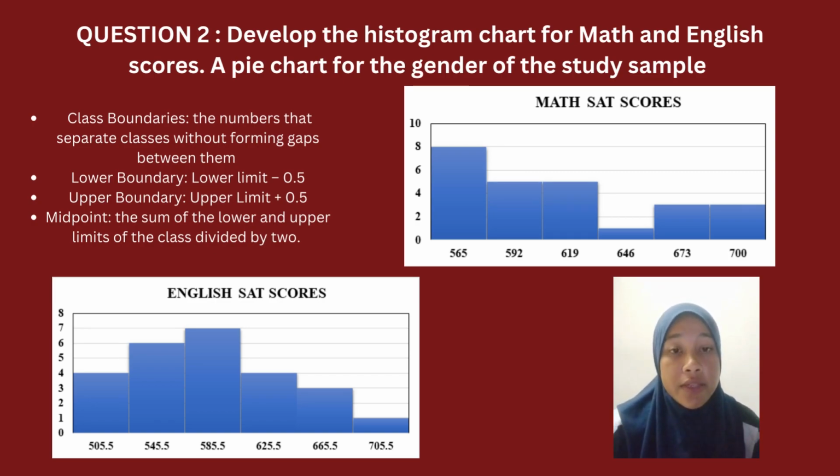For the class boundaries, the numbers that separate classes without forming gaps between them. Lower boundary is lower limit minus 0.5, and upper boundary is upper limit plus 0.5. For the midpoint, the sum of the lower and upper limit of the class divided by 2.